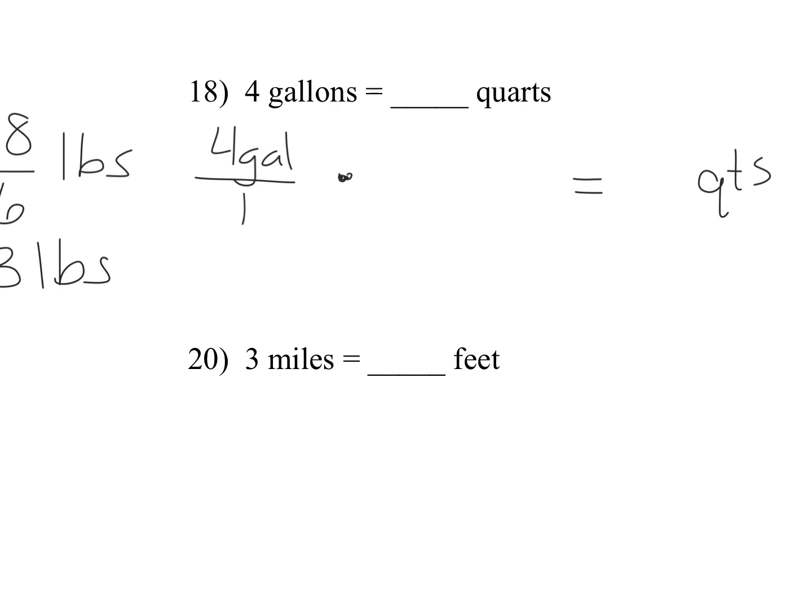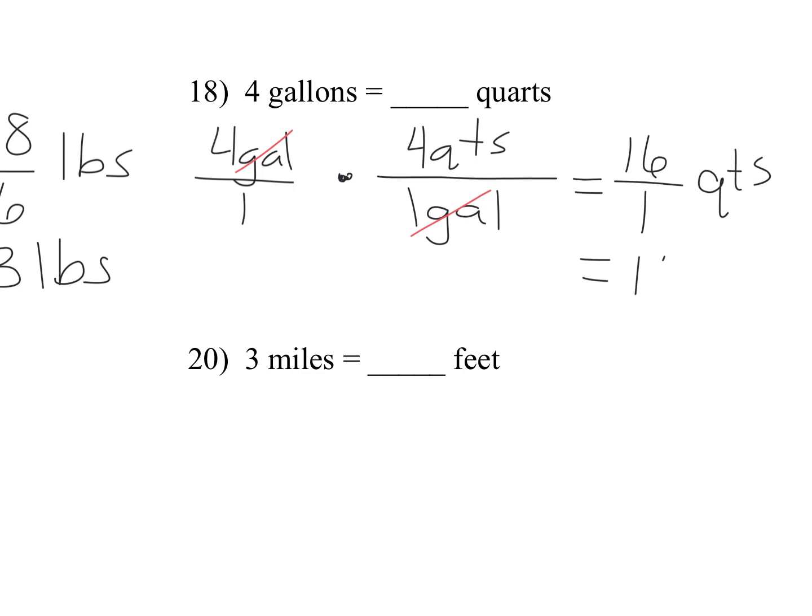What's my third step? Yep, look at the relationship. What's the relationship between gallons and quarts? 4 quarts in 1 gallon. Where does the 1 gallon go? On the bottom. Why does it go on the bottom? It crosses out, and then what goes on the top? Yep, the relationship. We have 4 quarts in 1 gallon. Is everyone okay there? Yeah. Now multiply straight across. What do we have on the top? 16 over 1, which is 16 quarts, your answer.